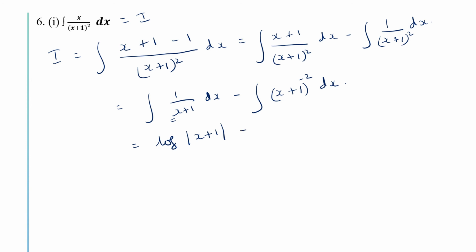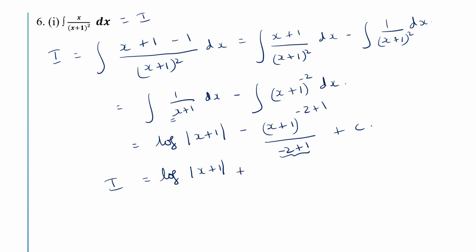And here integral x plus 1 the whole raised to minus 2 is x plus 1 the whole raised to minus 2 plus 1 by minus 2 plus 1 plus c. So the given integral is log mod x plus 1. Here minus 2 plus 1 is minus 1. So this is plus 1 by x plus 1 plus c.